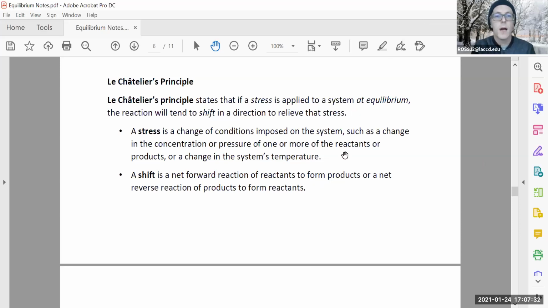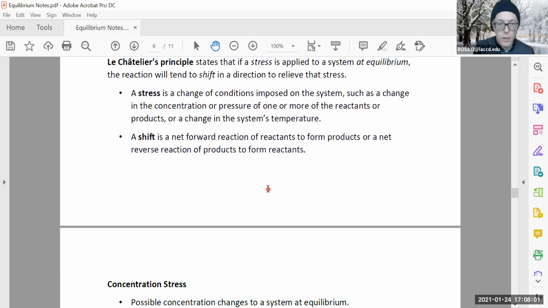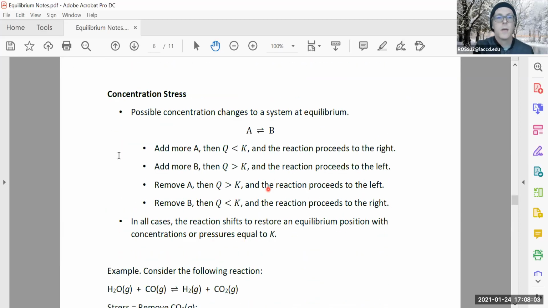Le Chatelier's principle states that if a stress is applied to a system at equilibrium, a reaction will occur and there'll be a shift in equilibrium to oppose the stress. A stress is anything that changes concentration. The common stresses that we'll see are a temperature change, a pressure change, a volume change, and that's pretty much it. Okay, so let's have a look at some examples.